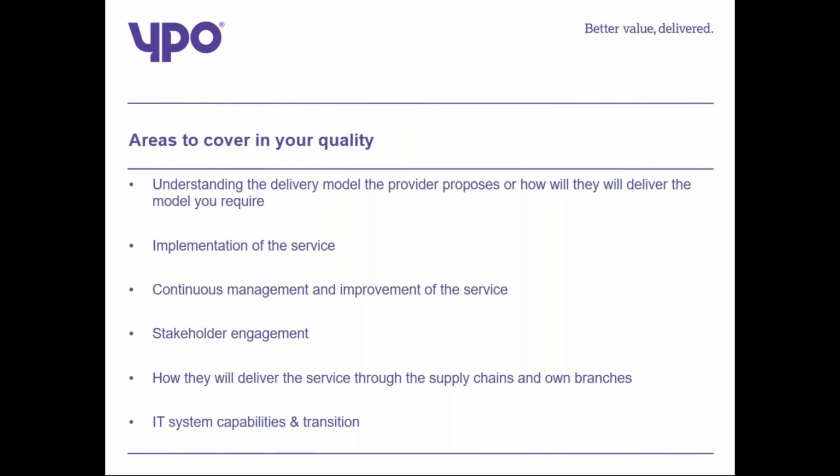Another area to maybe question and look at is how they will manage the supply chains or manage their own branches as well, if it is going to be delivered internally. It's important when understanding this in the hybrid model, because you need to ensure that the right categories are delivered through the right routes to market. It needs to be the right thing for you, whether it's going to be a branch, a lead supplier, or a wider supply chain.